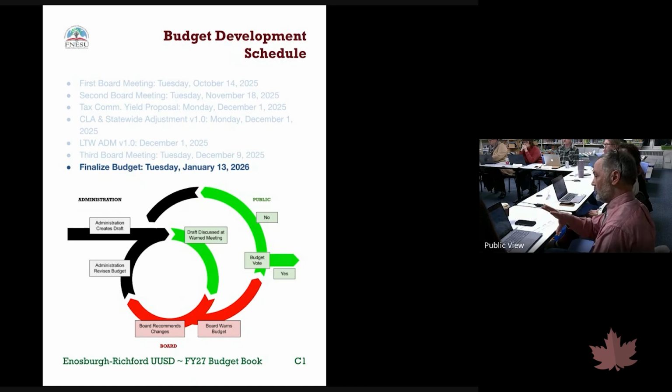There's a little graphic here which shows the flow of how we develop a budget. The smaller circle to the left is the feedback loop: we bring a draft, you discuss it at a warned meeting, the public can weigh in on that, you give us some guidance, we come back and change it, and we go around that inner loop until we peel off, hopefully tonight, and warn a budget, and then the public gets a chance to vote on it. Hopefully they pass it. If not, we cycle back and we do the same thing for round 2.